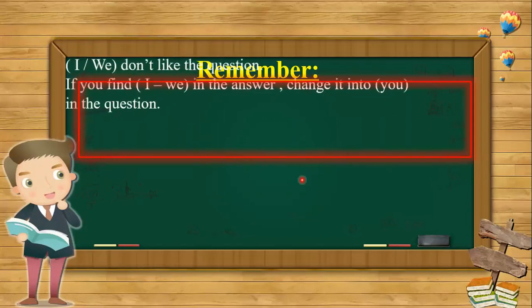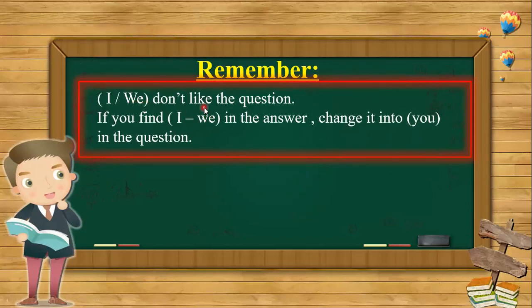Here, remember that we don't keep I and we in the question. Like we did before, we change I and we into you. If you find I and we in the answer, change it into you in the question. We change I and we into you. Okay?